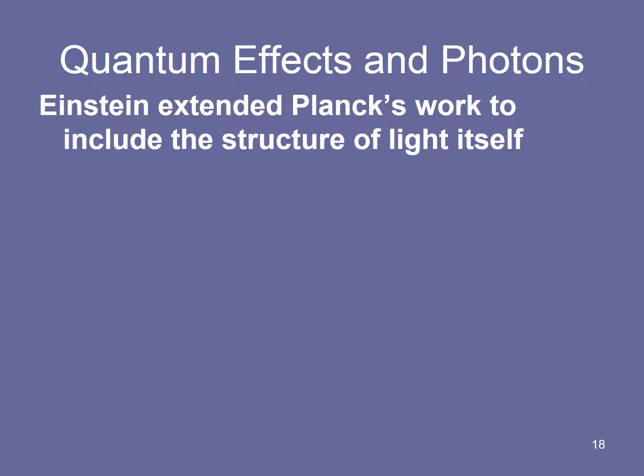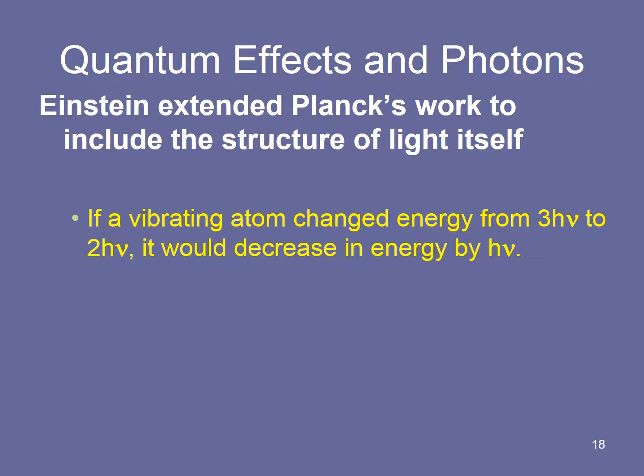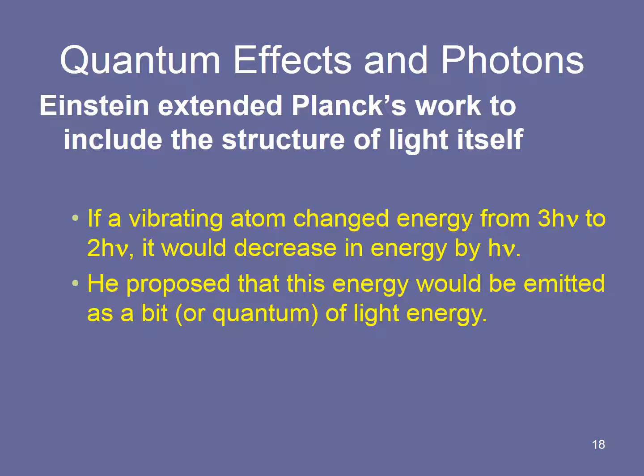Okay, so Einstein used Planck's work and then talked more about light itself. So he's saying, okay, if the atom changed energy from 3h nu to 2h nu, that it decreased by 1h nu, it gave off that amount of energy. And so then he proposed that this energy would be emitted as a small amount, a bit of light energy.